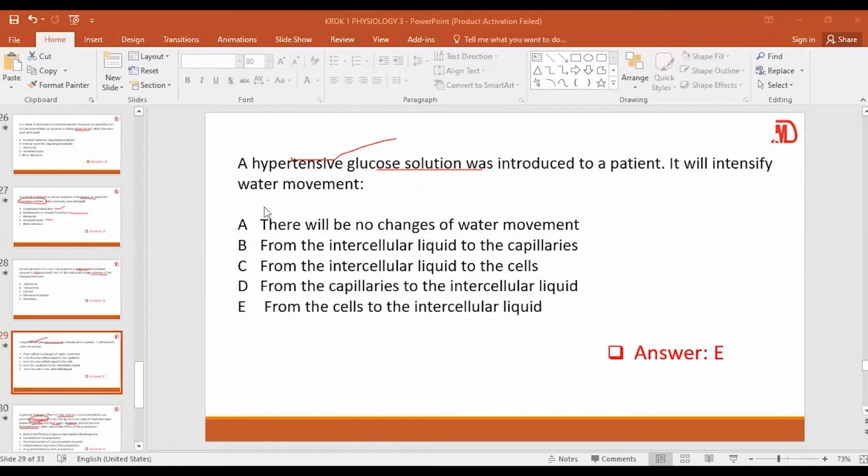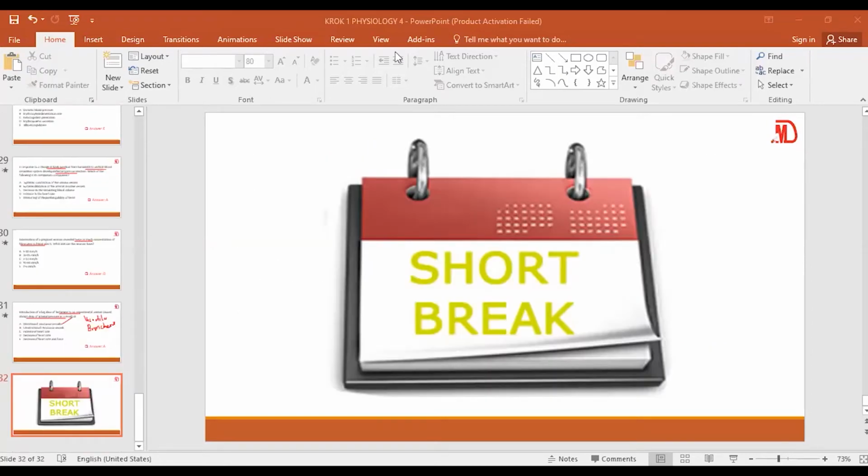I was asking if it was hypotensive. Hypotensive, yes. That means the opposite would be true. That would be from intercellular to the cell. Intercellular to the cell. To the cell, yes.